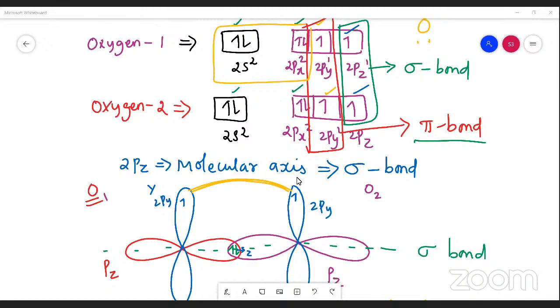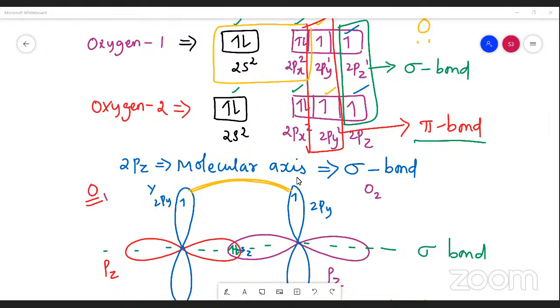No doubt, ma'am. Okay, so you know how the sigma bond and pi bond are formed? Yes, ma'am. So now what is a sigma bond? How does the atomic orbital overlap? Two atomic orbitals overlap linearly along the axis. Linearly along the axis overlapping gives a sigma bond.